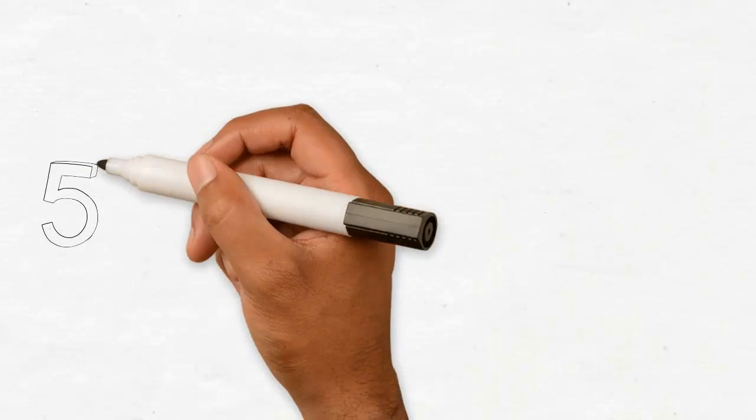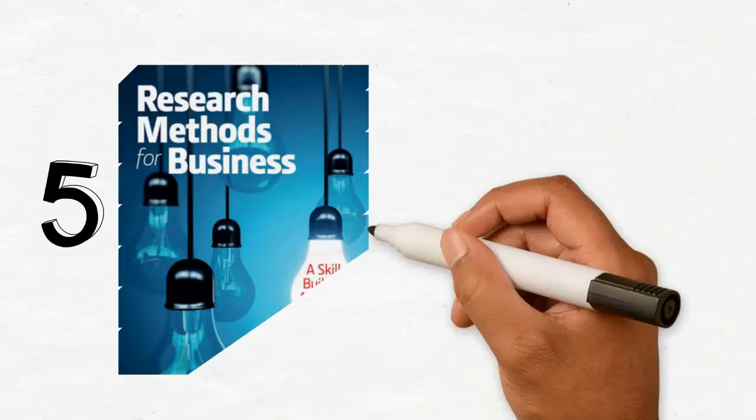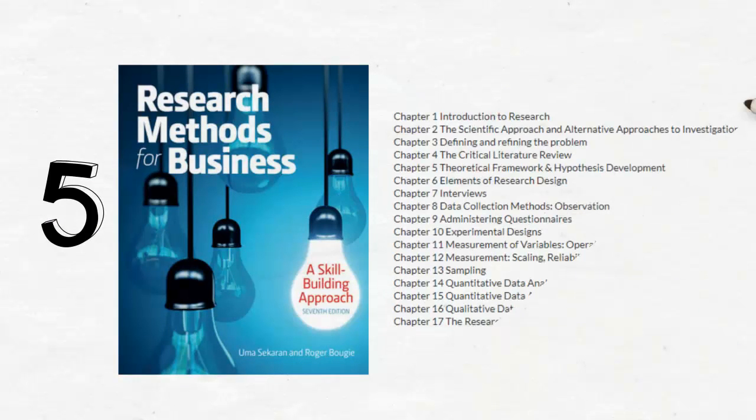A fifth book is Research Methods for Business, a Skill-Building Approach, 7th edition, by Sekaran and Bougie. The book is made up of 17 chapters. Here we can read about the scientific approach and alternative approaches to investigation, defining and refining the problem, the critical literature review, theoretical framework, elements of research design, interviews, data collection methods, administering questionnaires, experimental designs, measurement, sampling, quantitative data analysis, qualitative data analysis, and finally the research report.